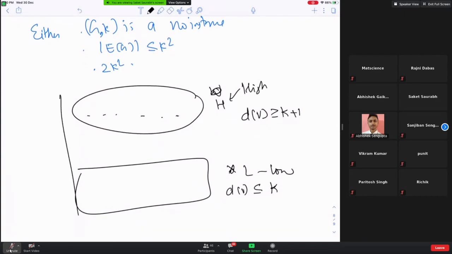So I want to count how many edges there are in the graph where both endpoints have degree at most k. Can this be done in a small space?